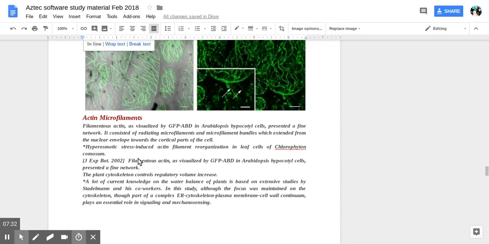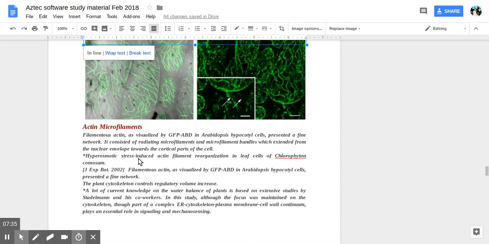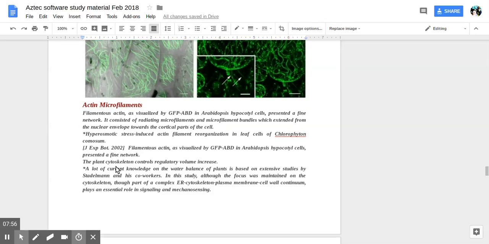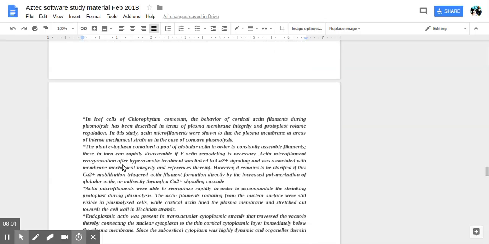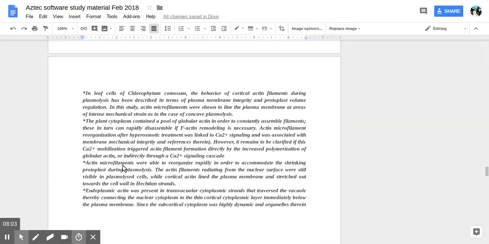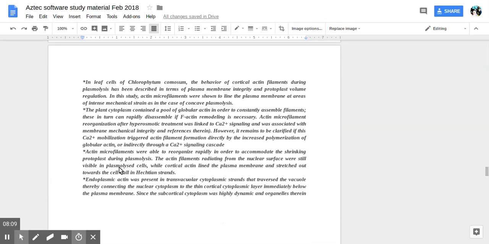A lot of current knowledge on the water balance of plants is based on extensive studies by Stadelmann and his coworkers. In his study, although the focus was maintained on the cytoskeleton, the complex cytoskeleton-plasma membrane-cell wall continuum plays an essential role in signaling and mechanosensing. In leaf cells of Chlorophytum comosum, the behavior of cortical actin filaments during plasmolysis has been described in terms of plasma membrane integrity and protoplast volume regulation.